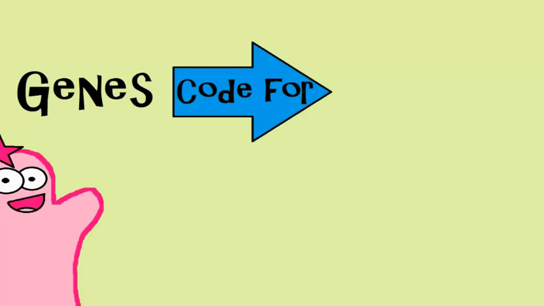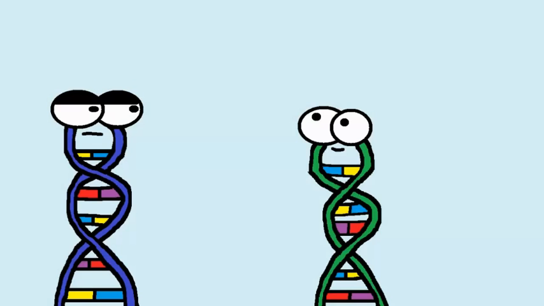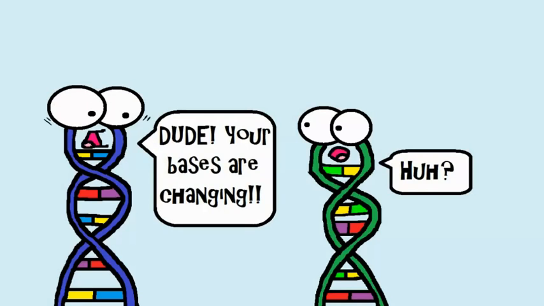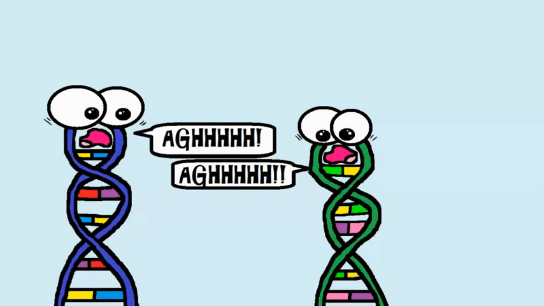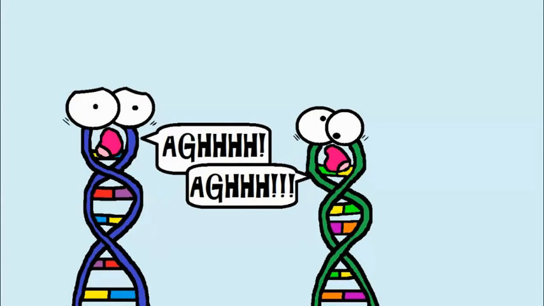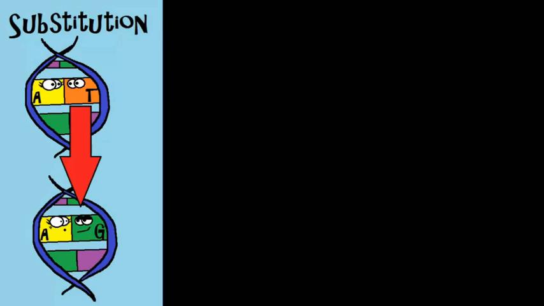DNA makes up genes, and genes code for proteins that influence or make up different traits. So when DNA has changes, otherwise known as a mutation, then different proteins can be produced, and this can affect an organism's traits. So let's look at the gene mutations. First, substitution. That means you have the wrong base matched. So instead of A with T, you could put A with G.